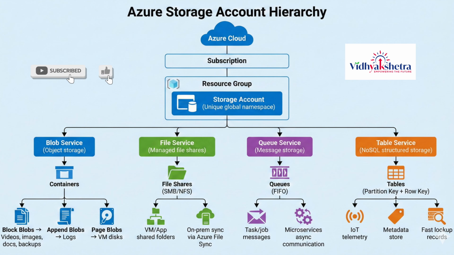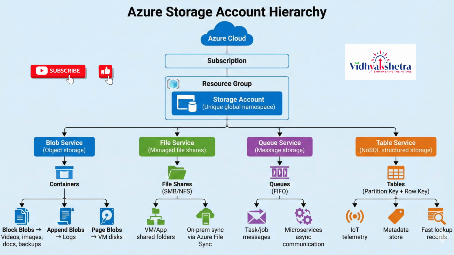Second, Azure Files, a managed file sharing service supporting SMB for Windows and NFS for Linux. It enables shared folders between VMs or apps and can sync on-premises files to the cloud using Azure File Sync, making hybrid storage seamless. Third, Queue Storage, used for asynchronous messaging between services following FIFO order.